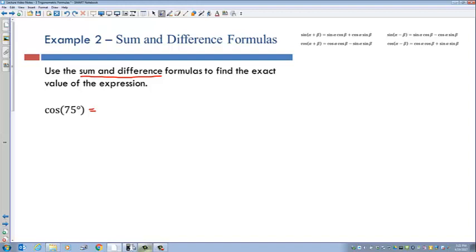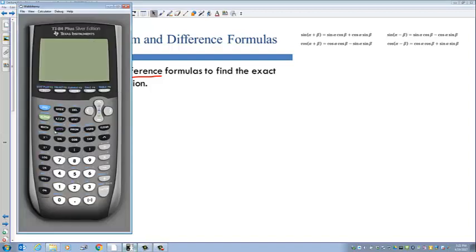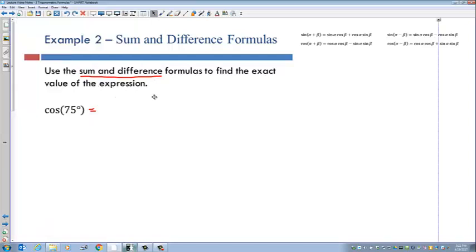Now remember, on your calculator you can always do this. If you have your calculator, you can take it out and you can always find it. So hit mode, because you want to be in degrees right now. I'm in radians, so now I'm in degrees. And then you just hit the cosine of 75, and that's the answer: 0.2588190451, and so on.